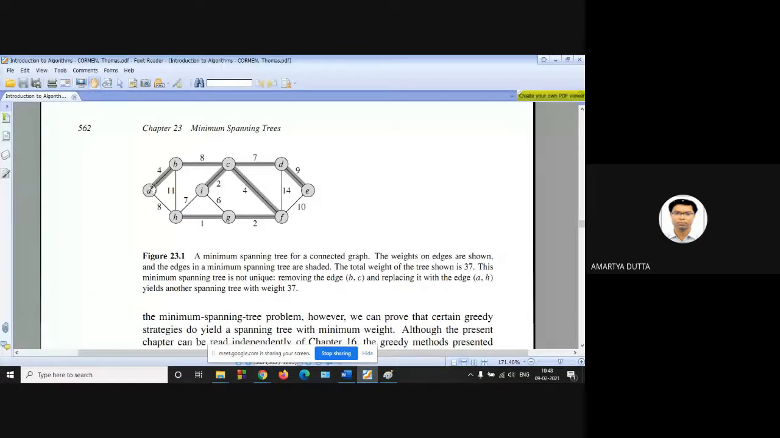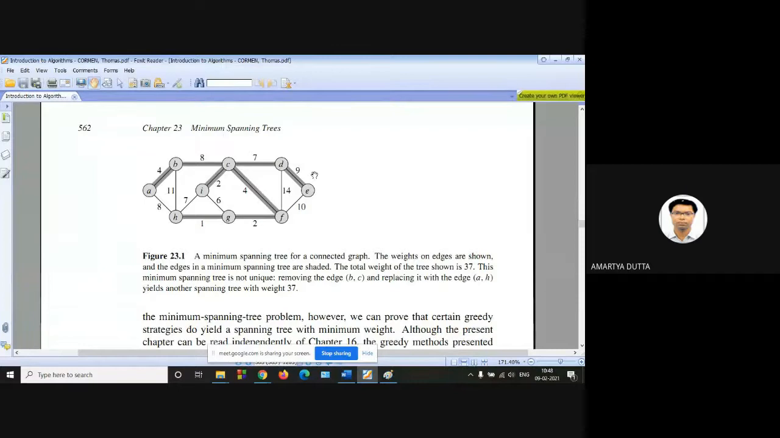So the shaded paths: A to B, then B to C, then C to I, C to F, C to D, D to E, F to G, and G to H. These shaded paths, how many are there? 1, 2, 3, 4, 5, 6, 7, 8. Total 8 shaded paths are there.